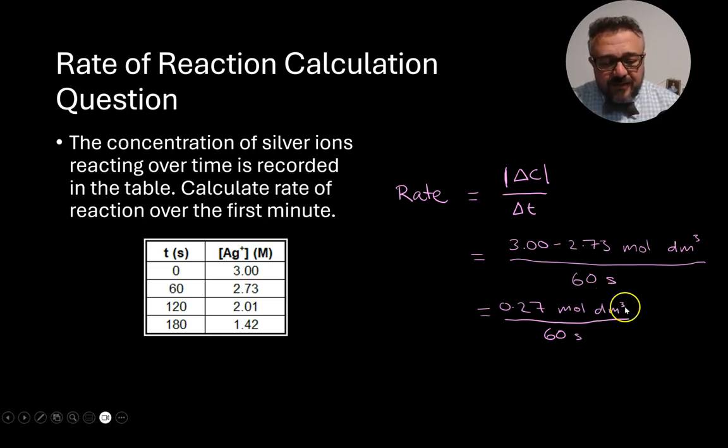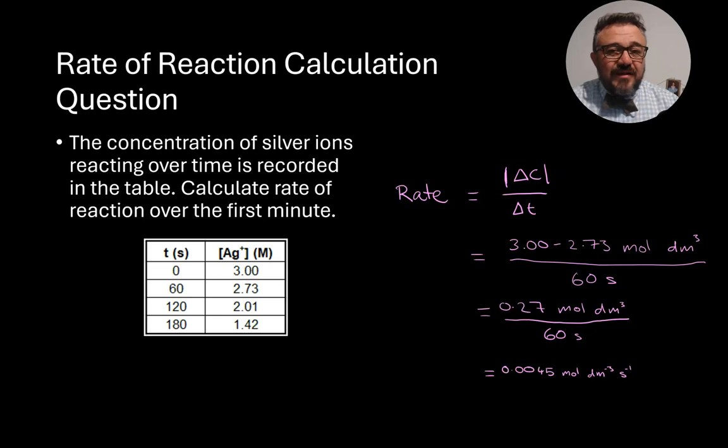Just have a look here. See how that's a decimeter cubed, but it's about to have that negative put in front. It should be negative there, moles per decimeter cubed. That should have a little negative sign there. We'll fix that up in a sec. And that gives us 0.0045 moles per decimeter cubed per second.